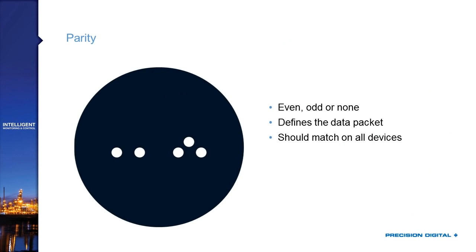Parity is another one of those items that needs to match on everything on the network. Parity is going to be set to either even, odd, or none. And what parity does is it defines the part of the Modbus signal known as error checking. Essentially, it's taking the Modbus word, the Modbus data that's being transmitted, counting up all the ones, and saying there's an even or an odd number of ones in this, and then sending that off to the other device. The other device is going to do the same thing, check and make sure that it matches. And what that will do for you is let you know if you've had a bit error in your transmission.